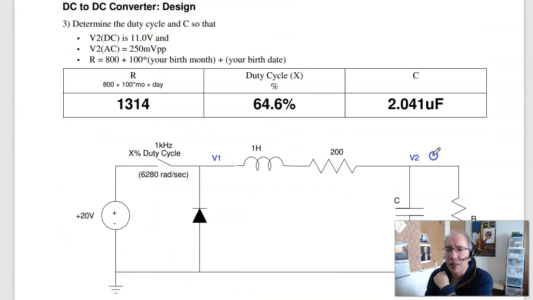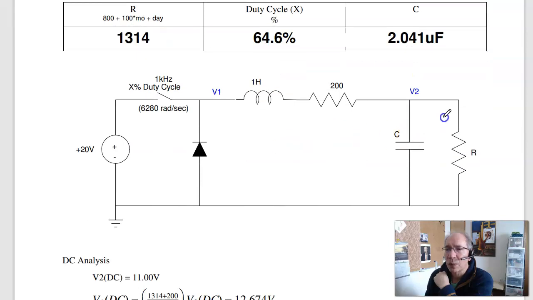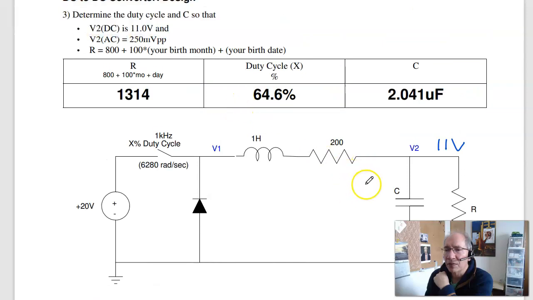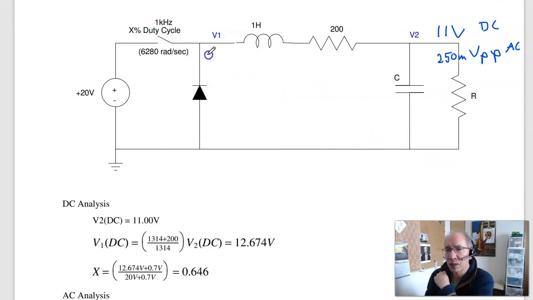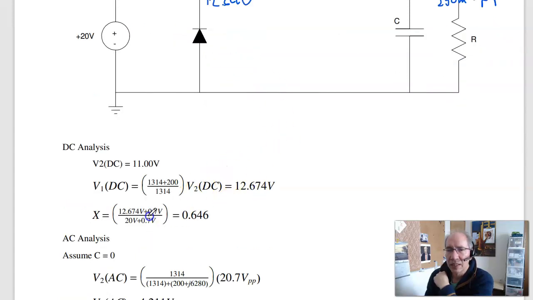For problem 3, this is a design problem. I want this to be 11 volts. Find the duty cycle and find C so that this is 250 millivolts peak to peak ripple. So here's your DC term, here's your AC term. At DC, if this is 11 volts, by voltage division I can find V1. V1 needs to be 12.64 volts. And then go backwards, I know the voltage, find the duty cycle. Turns out this needs to be 64% duty cycle.